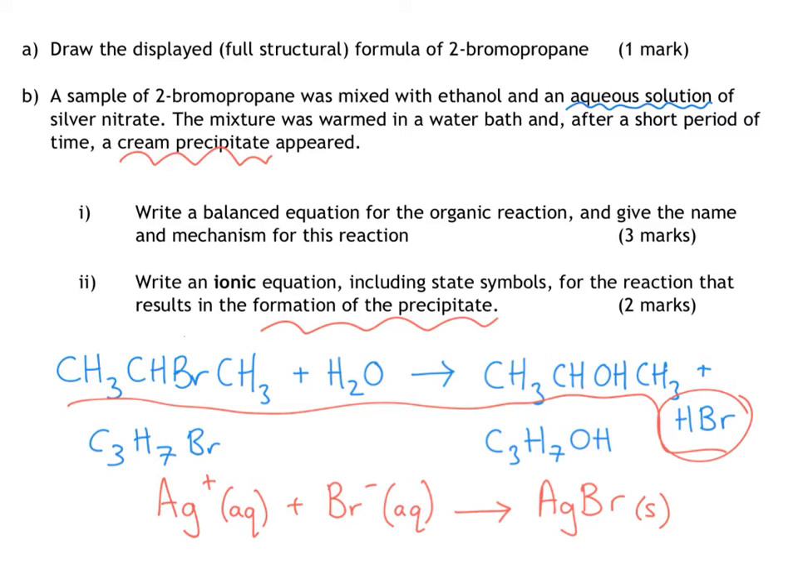Always worthwhile writing some sort of ionic equation, even if you might get stuck on the charges or something else might go wrong, simply because it's so easy to get the state symbol marks for a precipitation reaction because they're the same every time.